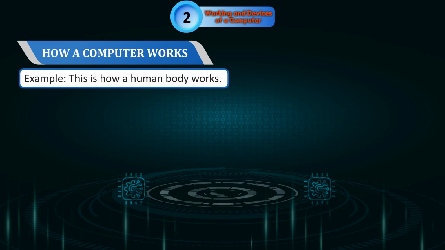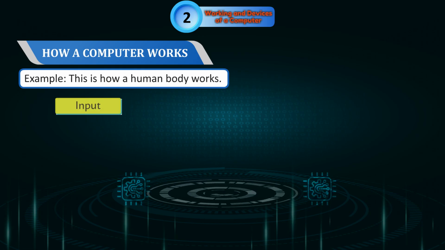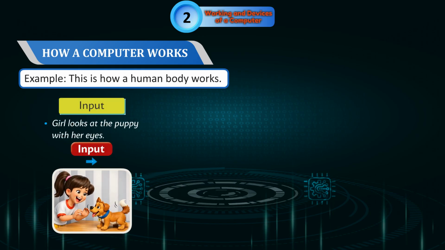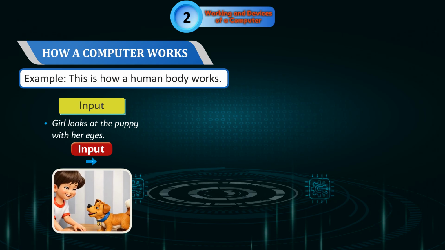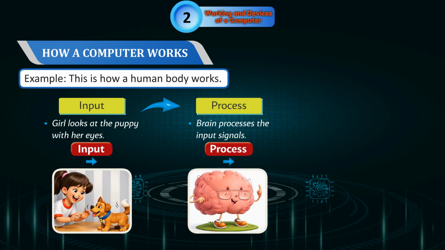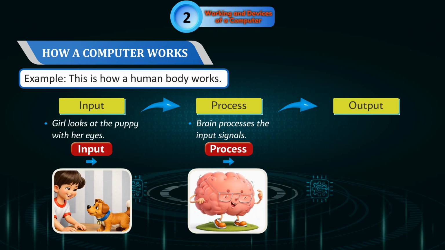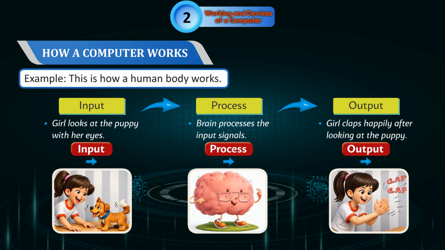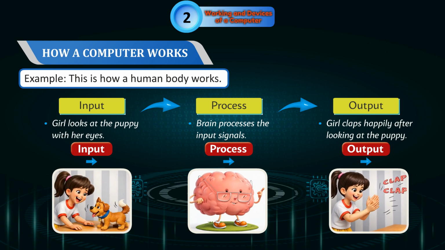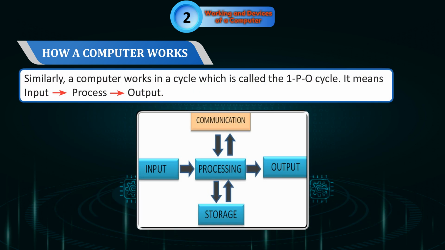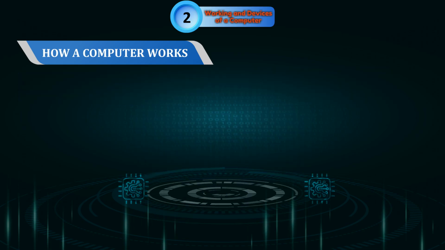Example: this is how a human body works. Input: girl looks at the puppy with her eyes. Process: brain processes the input signals. Output: girl claps happily after looking at the puppy. Similarly, a computer works in a cycle which is called the IPO cycle. It means input, process, output.